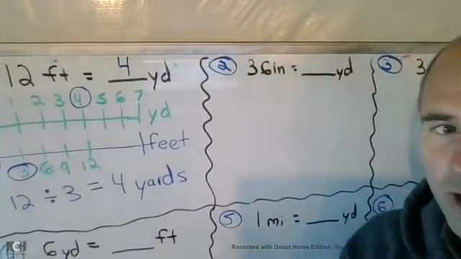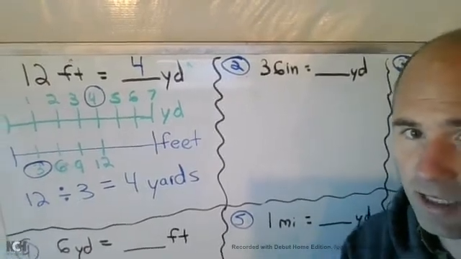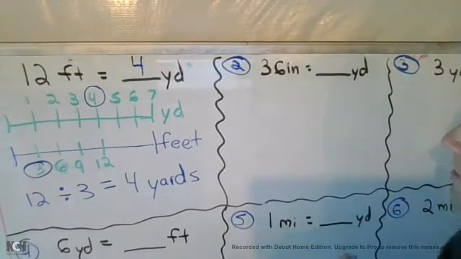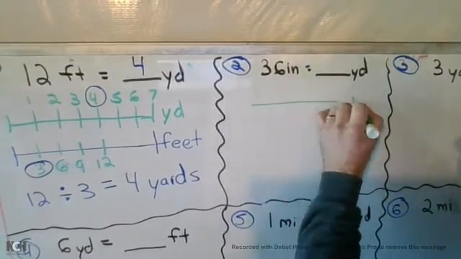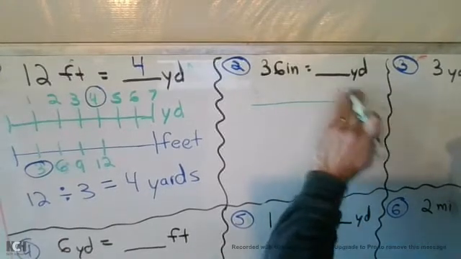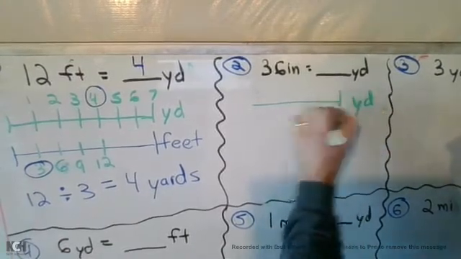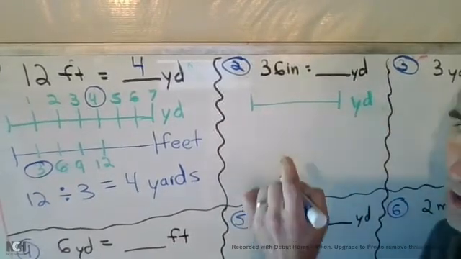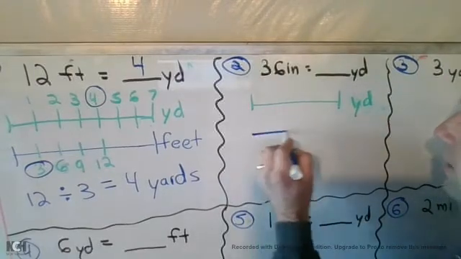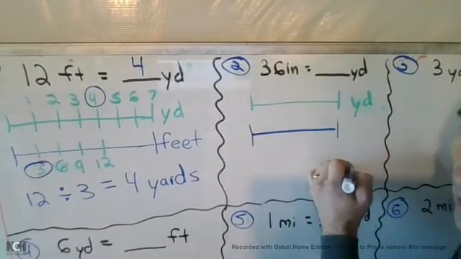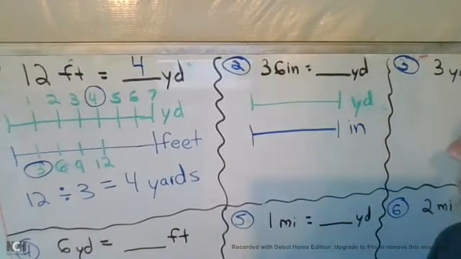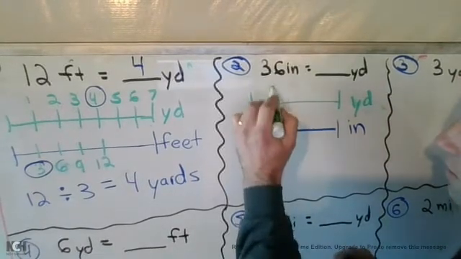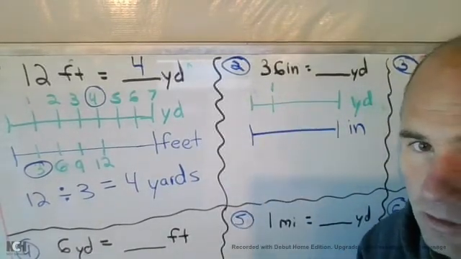All right, 36 inches is how many yards? So let's do an inch. Actually, the top one will be yards. We could actually do two or three number lines, but we'll do another one called the inch number line. Okay, so according to our chart, 1 yard is how many inches?